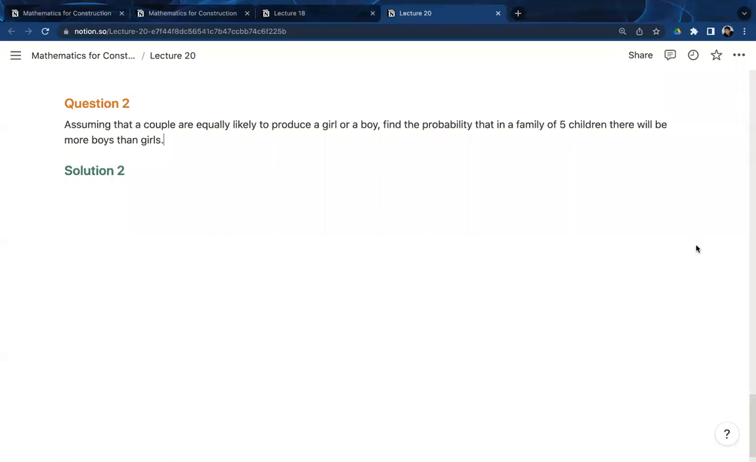Look at this question now. Think about it. Assume a couple is equally likely to produce a boy or a girl. You ought to work out the probability yourself. It should be obvious what our probability is, right? But it's saying a family of 5 children, what's the probability that you have more boys than girls? Okay. Think about it. Model this as a binomial distribution.